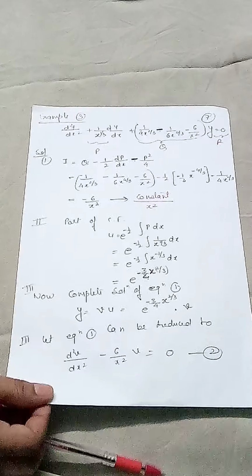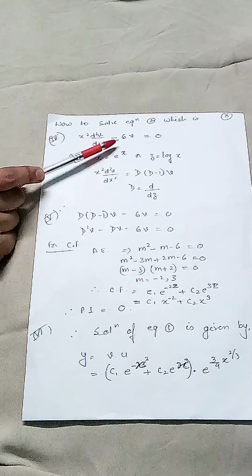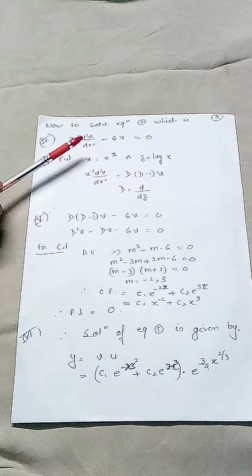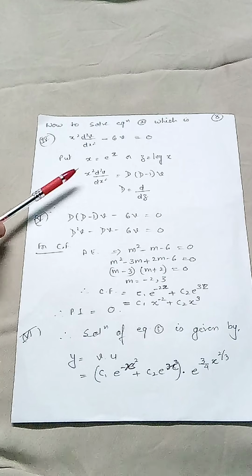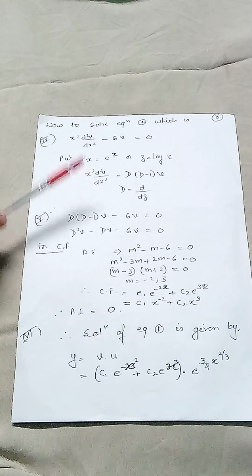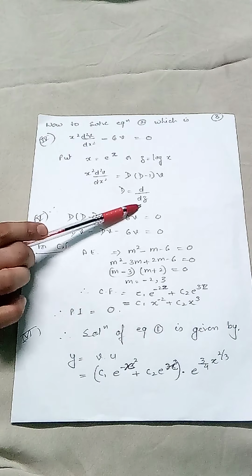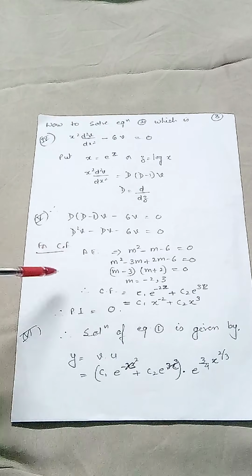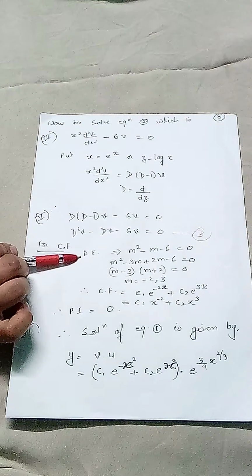Then if we have to solve this equation, it will be of the form x square d2v upon dx square minus 6v is equal to 0. This is the type of homogeneous equation, so we have to put x equal to e raised to z, or z is equal to log x. Therefore, x square d2v upon dx square is D into D minus 1, where D is equal to d by dz. Then putting these values in this equation, we have this type of equation. This is equation number 3. Solve this equation, find CF and PI.